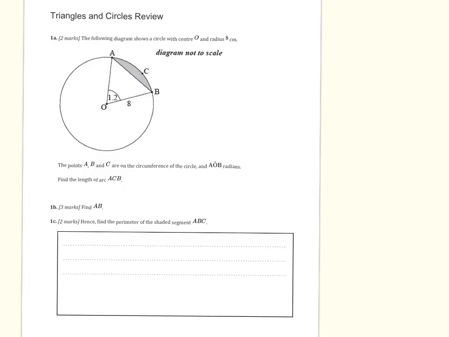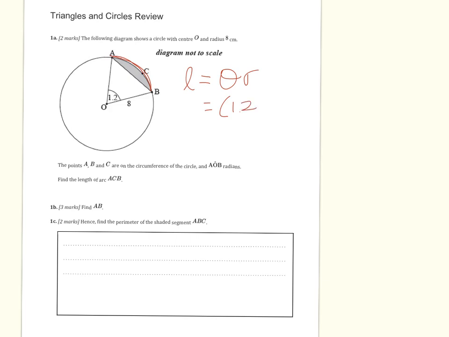So taking a look at our problem, they start us off by asking us to find the length of an arc, and so we want to just fill in that formula. So we have length equals theta times r, and so we want to find the length of arc ACB, so it's talking about this arc right here. And so theta is 1.2. We know that that's in radians because there's no degree symbol, so we're good.